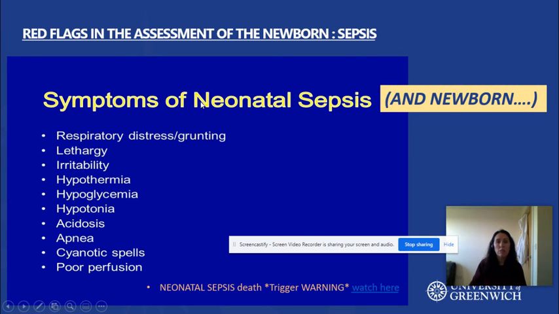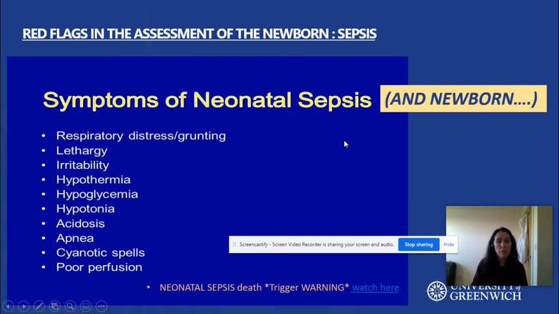Respiratory distress, grunting noises, lethargy, floppiness, irritability, they don't stop crying, hypothermia, hypoglycemia, no tone, acidosis, no breathing or stopping breathing for a period of time, cyanotic spells where the peripherals or central goes a little bit blue, poor perfusion. So that's what we're looking at in the neonatal and the newborn.